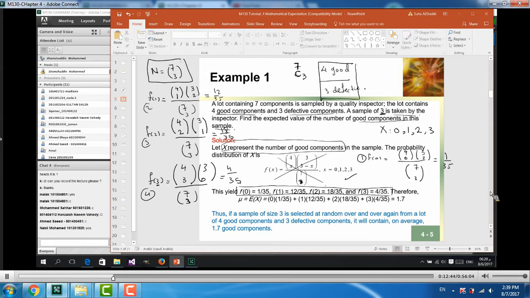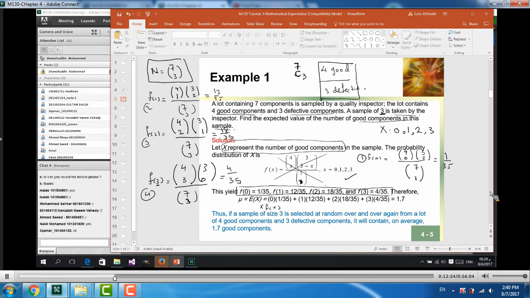All the values here, the expectation is x multiplied with fx. So 0 times 1 over 35, 1 times 12 over 35, 2 times 18 over 35, 3 times 4 over 35. Multiply everything, add, get the result 1.7. So the expectation, the average here is equal to 1.7.